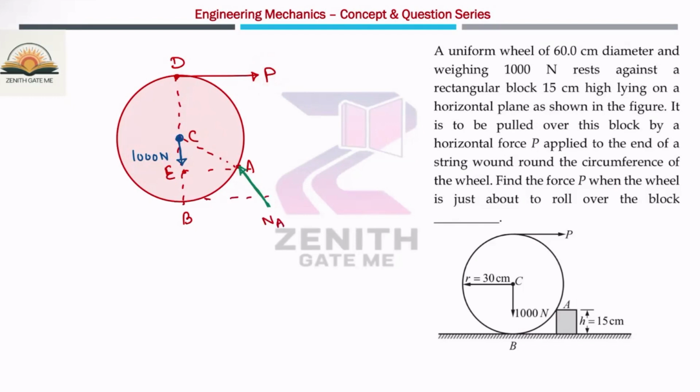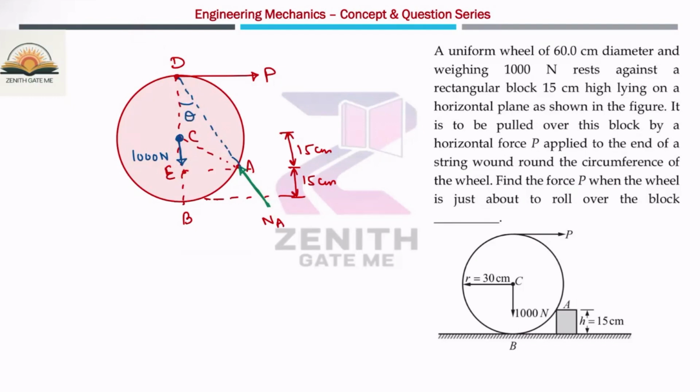What is this distance? This distance is given as 15 centimeter. And if this is 15, I can say this is also 15 centimeter because the radius is 30. If I join D point to A, let us suppose this angle is theta. I want to calculate the angle theta because this force is known to you, and this is passing through this point. So at this point, I will apply Lami's theorem, but before that, you have to know this angle theta.